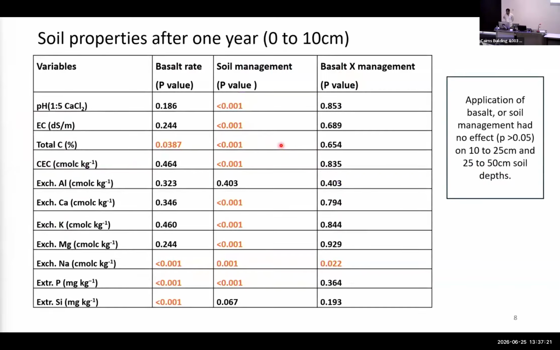This is the soil properties after 1 year for the first depth, 0 to 10 centimeter. Application of basalt significantly influenced total carbon, exchangeable sodium, extractable phosphorus, and extractable silicon. Soil management significantly affected all the variables except exchangeable aluminum and extractable silicon. I will present some of the variables in detail. Application of basalt or its interaction with soil management treatments had no effect on soils deeper than 10 centimeter.